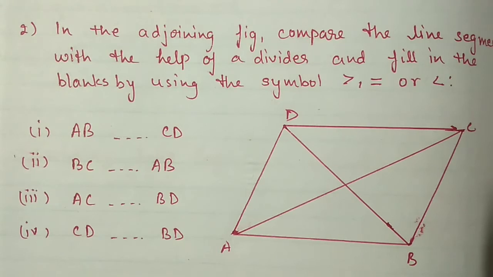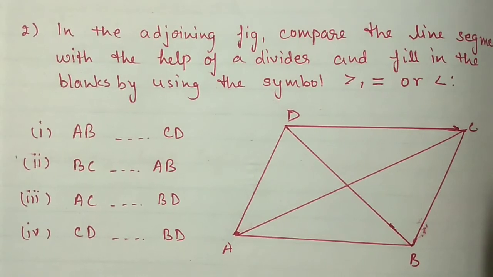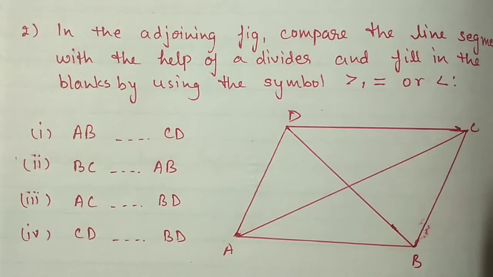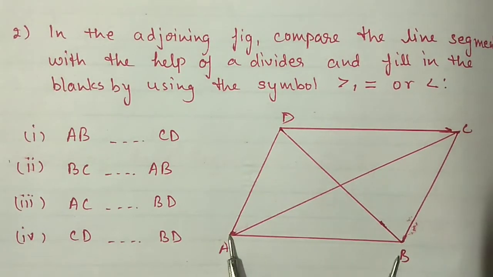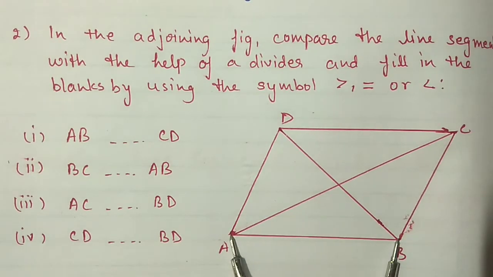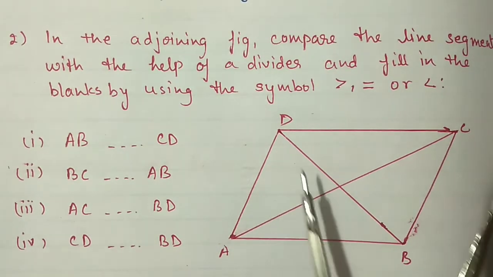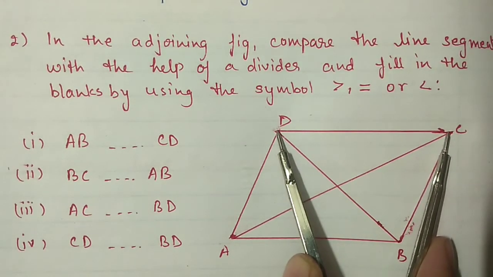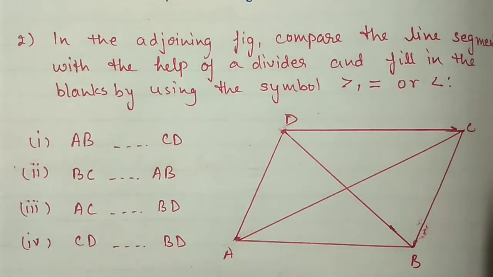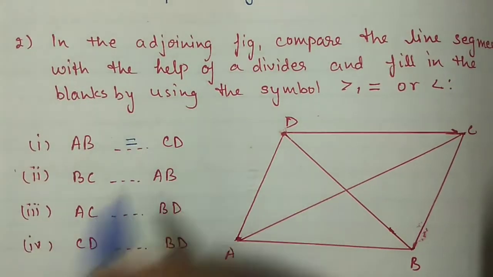Next, question number 2. In the adjoining figure, compare the line segments with the help of a divider and fill in the blank by using greater than, equal to or less than symbol. So the figure is given here, and with the help of a divider we have to measure it. So first part AB and CD. First we will keep our divider on AB. We will take the length AB. Now the same length we will take and keep on CD. So you can see here AB and CD both are lengthwise equal. So we will fill in the equal to symbol here.